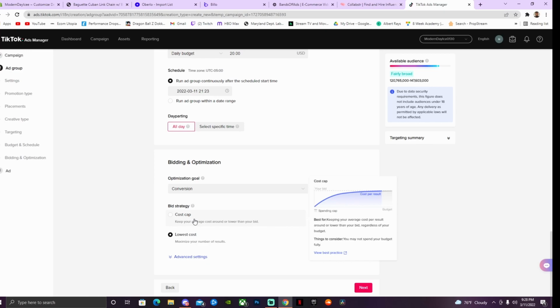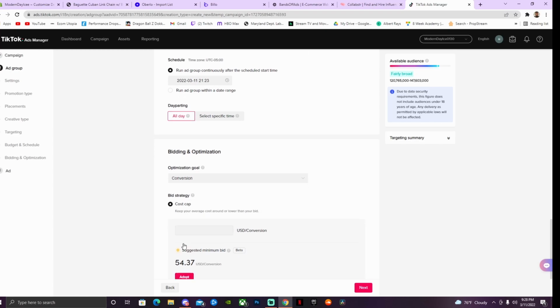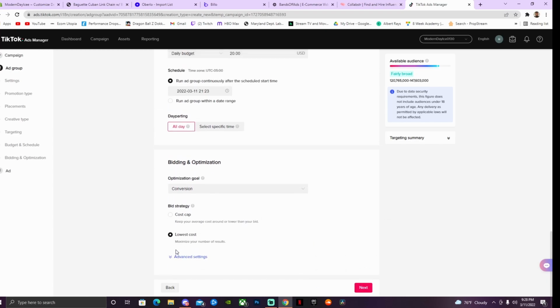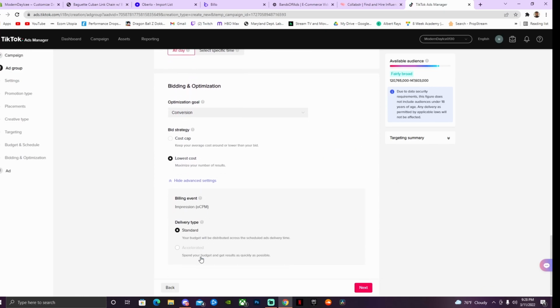So if your CPAs are getting too high, this is where you would have a cost cap, and you would put a cap on how much you want your ads to spend. But for instance, if you're starting off, when it comes to testing the products, you want to keep it on lowest cost.